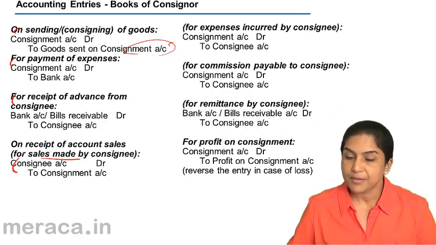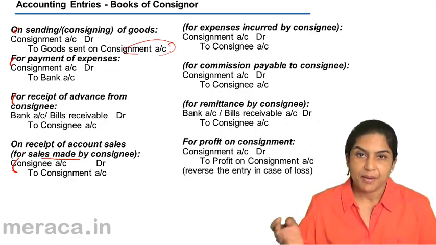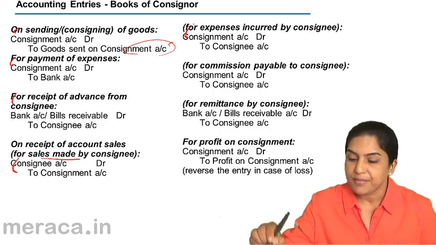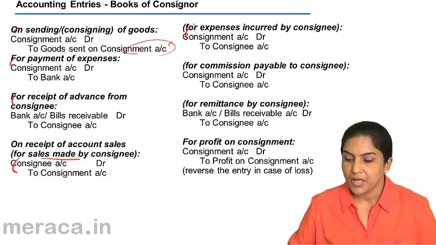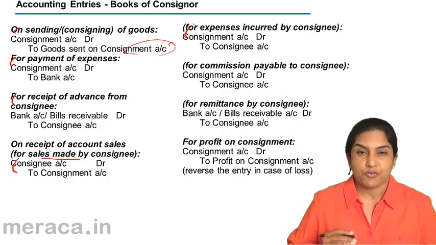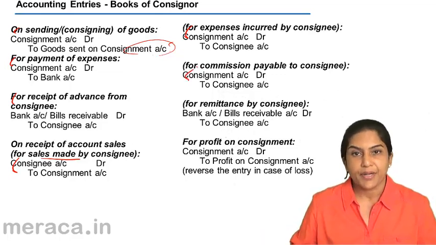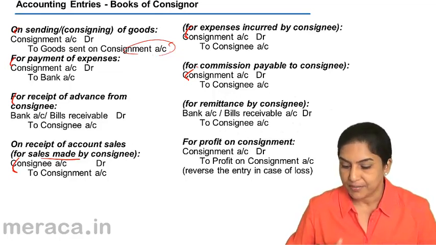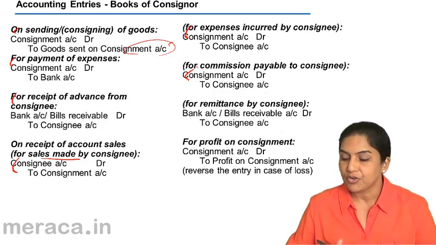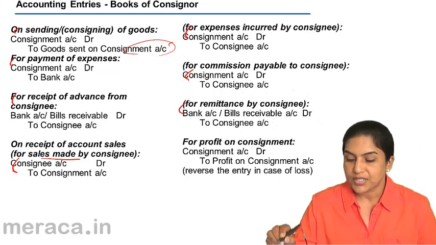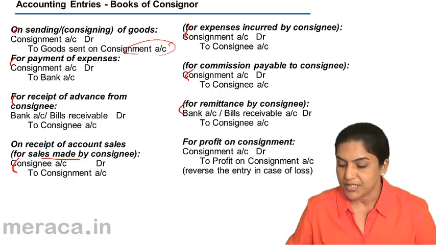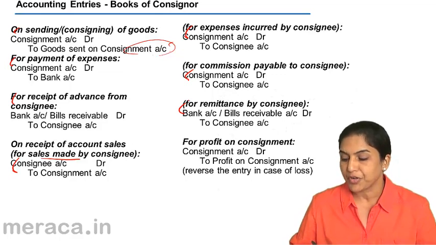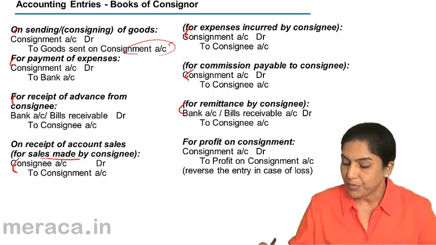For expenses incurred by the consignee, this is a liability to the consignee, but it is an expense of consignment. Therefore, consignment account debit to consignee. For commission which is payable to the consignee, again that is an expense of the consignment, consignment account debit to consignee. For remittance by the consignee, who will send the money, whatever balance is due, bank account or bills receivable account debit to consignee. For profit on consignment, consignment account debit to profit on consignment, transferred to profit and loss account.